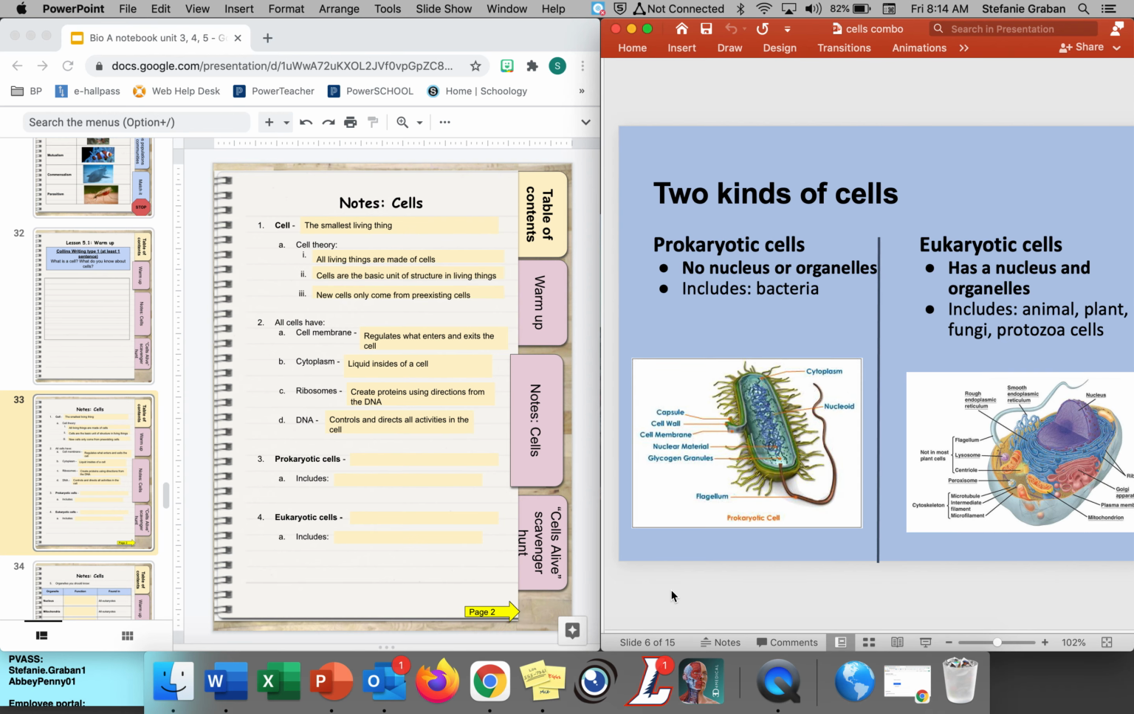So now we have two different kinds of cells. A prokaryotic cell means it does not have a nucleus or organelles inside of it. It's basically a cell membrane with a bunch of molecules inside. These are the bacteria. And you can remember this because pro rhymes with no. So prokaryotes have no nucleus or organelles.